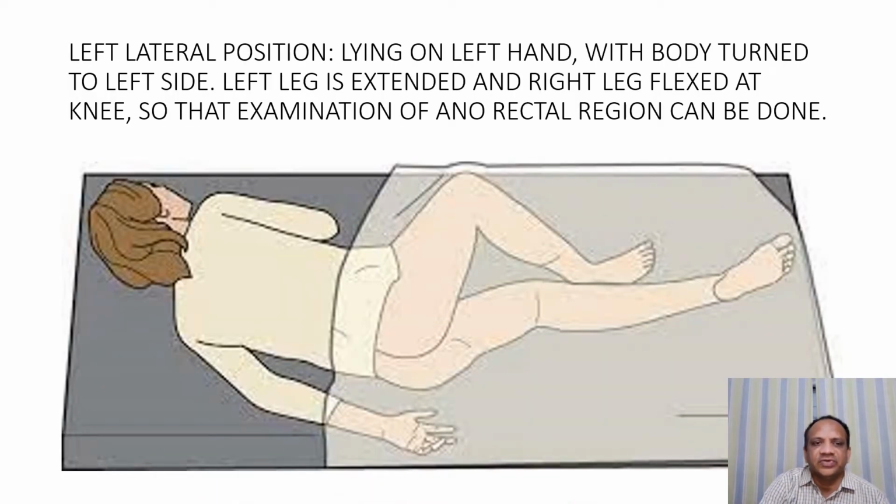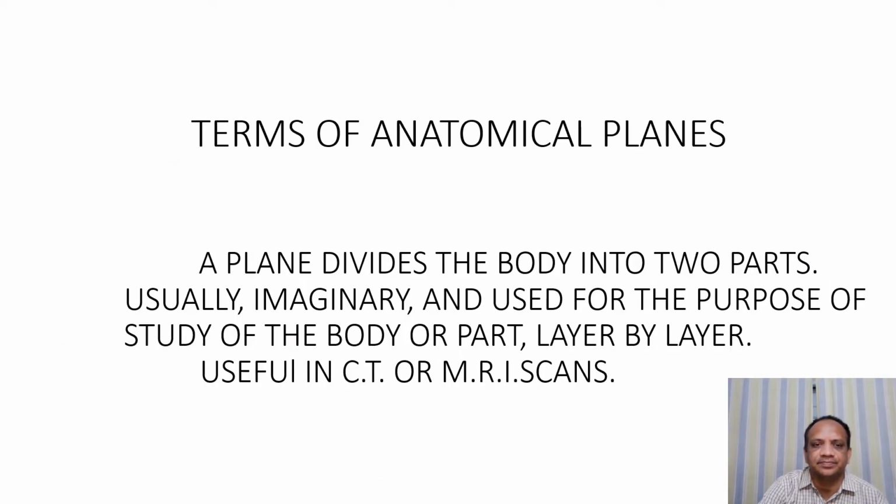Another position is the left lateral position. We use it in the OP department to observe the anorectal region, where the subject lies on their left side with the body turned to the left, the left leg extended and the right leg flexed. That means the left leg is kept straight and the right leg is flexed at the knee, so that this region is observed, with the observer standing at the back of the patient. This is called the left lateral position.